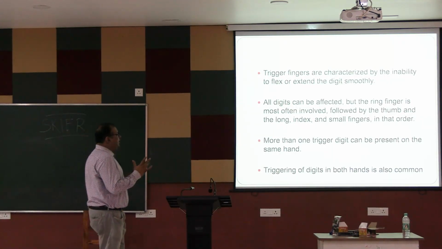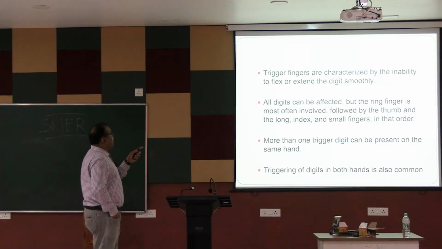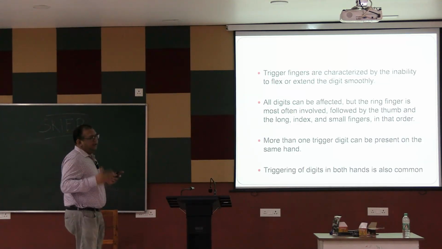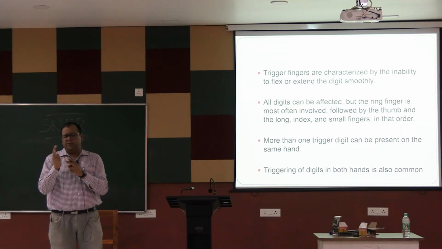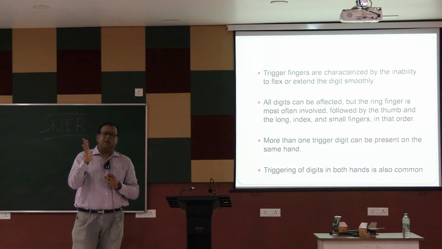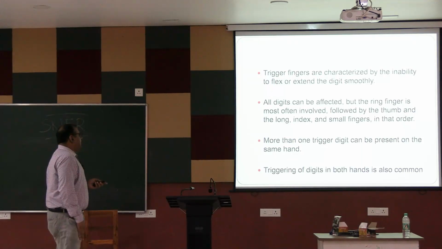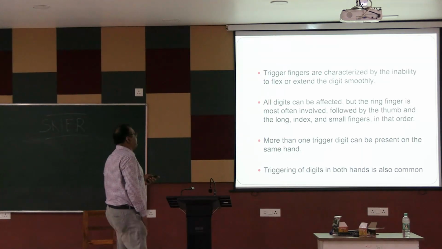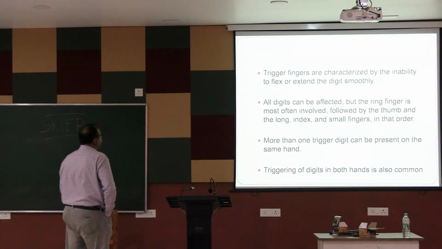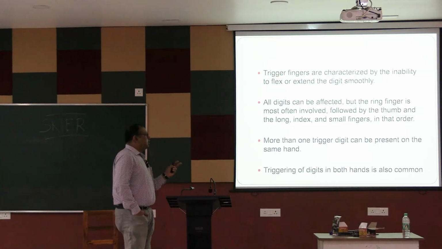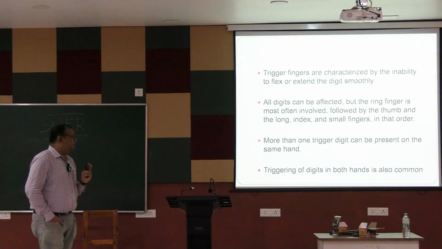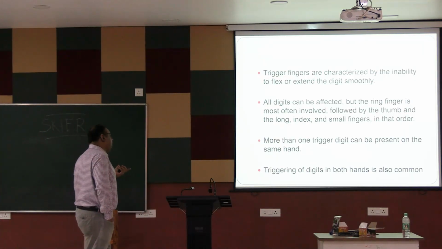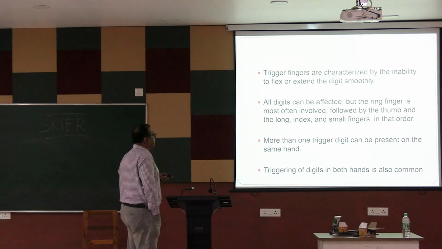The patient will say it is progressively increasing. There is inability to flex or extend the digit smoothly. Like this is a smooth movement, but the patient will have, in the flexed position, the finger getting stuck and then suddenly it releases with a pop. So the patient will say that my finger is getting stuck. All the digits can be affected. The ring finger is most commonly involved. The most common finger to be involved in trigger finger is the ring finger, followed by the thumb, known as trigger thumb. More than one digit may be involved.